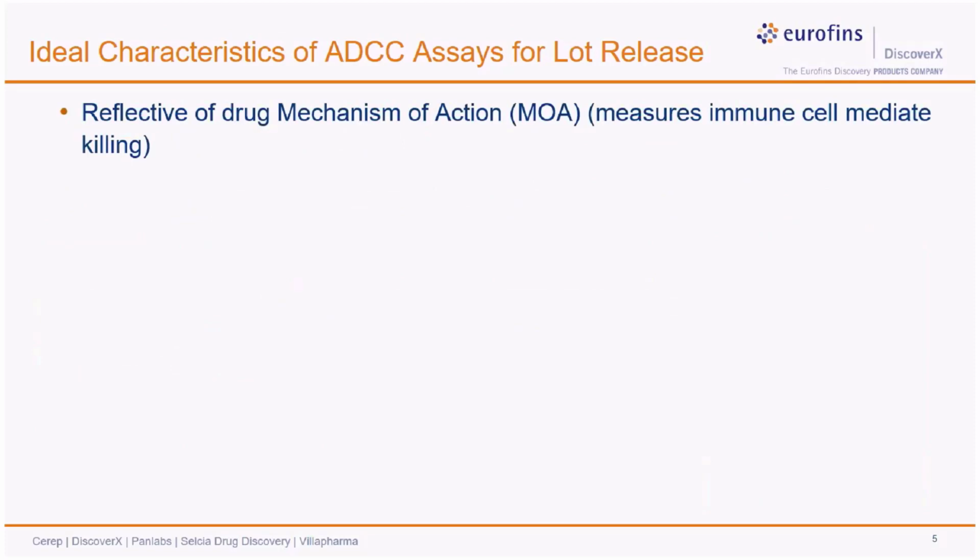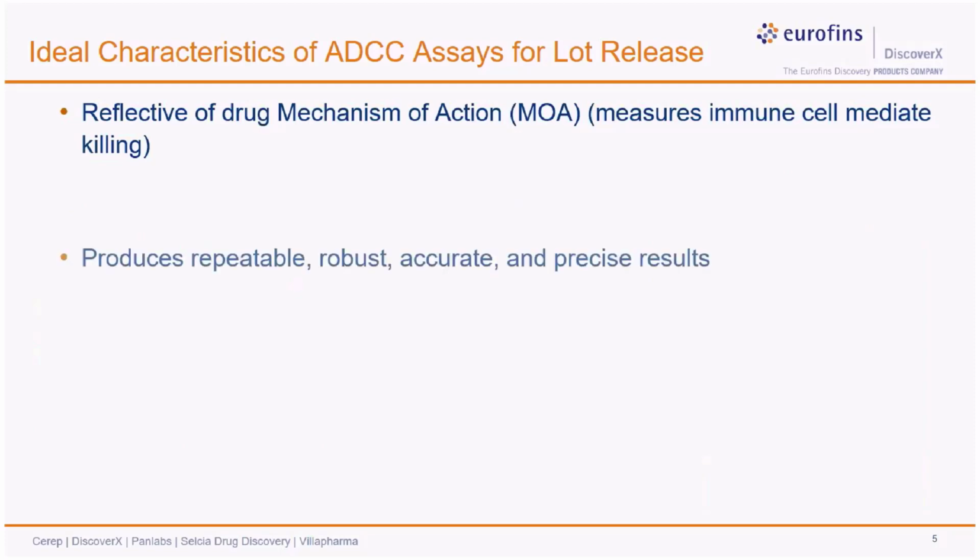This is important as the assay should be reflective and not predictive of the true mechanism of action of the drug molecule, or else the assay would be considered a surrogate assay. In the end, FDA is looking for a MOA reflective ADCC assay, thus it is important to select the assay carefully. Second, the assay should produce repeatable, robust, precise and accurate results.